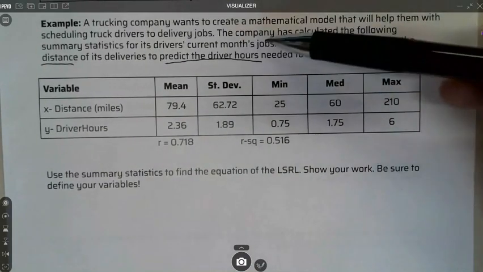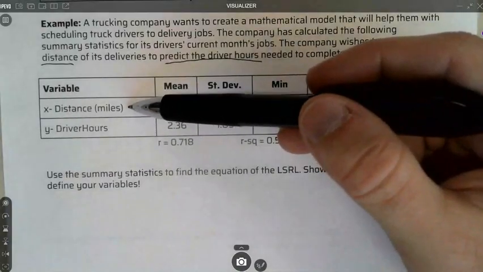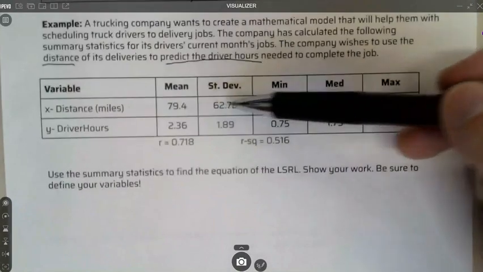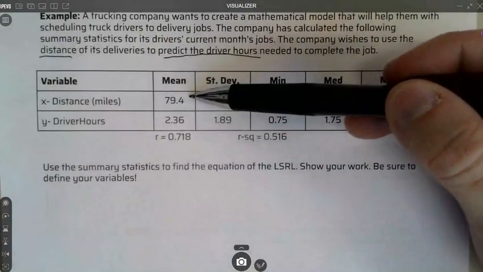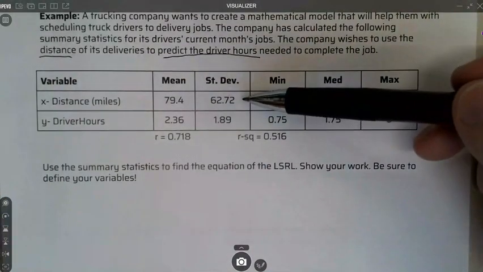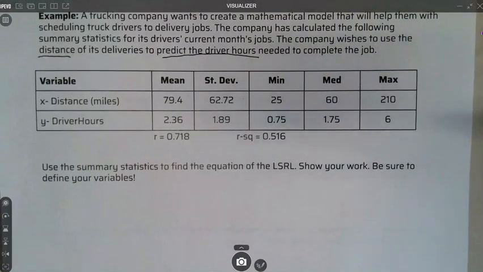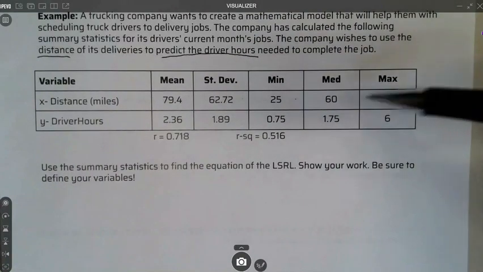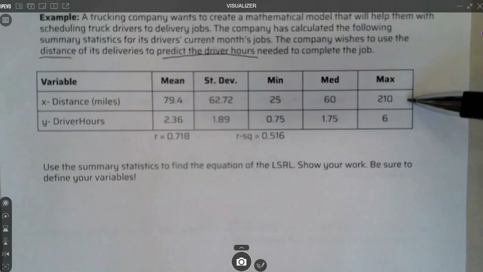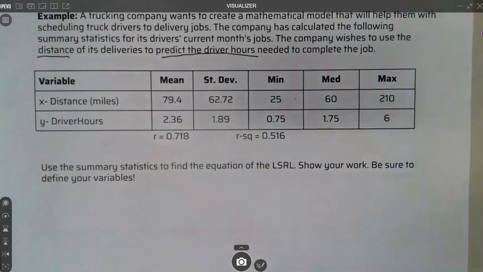So going back through their current month's jobs, they have the summary statistics here for the distances of all the deliveries that they made. So the average distance was just under 80 miles, and distances varied by about 62.7 miles from the mean on average. The shortest delivery was 25 miles, the median was 60 miles, and the maximum distance was 210 miles, for example.